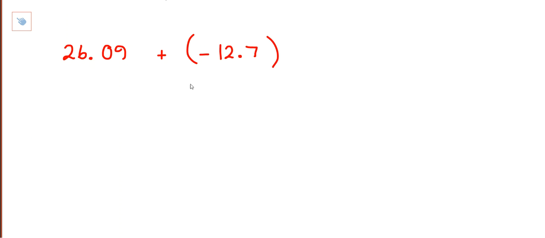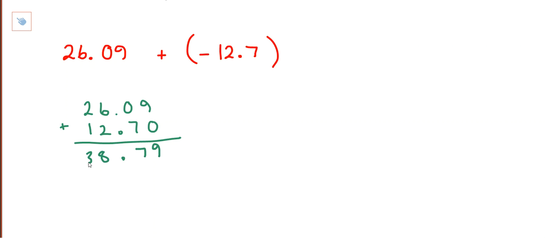So you would just do 26.09 and add 12.7, and then you would do a minus. Is that where you would go? Does anyone agree with that? Several people agree. Abby doesn't. Okay.